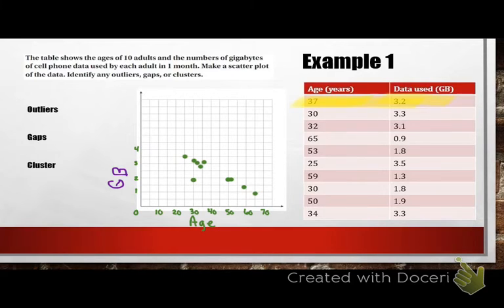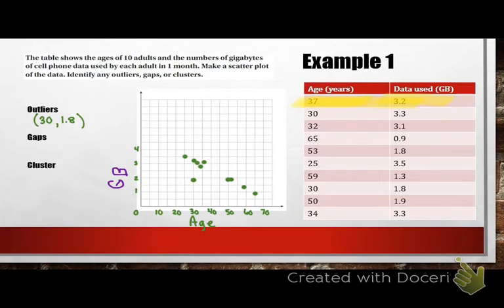Do you see how most of the values are kind of trending downwards? But then you have this one random 30-year-old. Maybe they're not allowed to be on their phone at work and they work a lot, but for whatever reason, their cell phone usage doesn't really align with the pattern. So my outlier is going to be 30 and 1.8. Basically that person didn't really follow the trend.